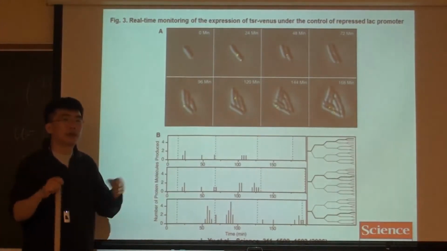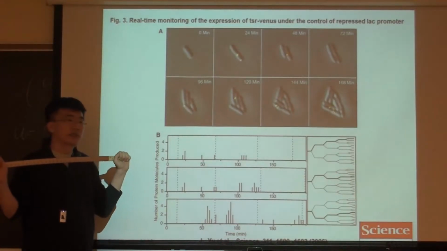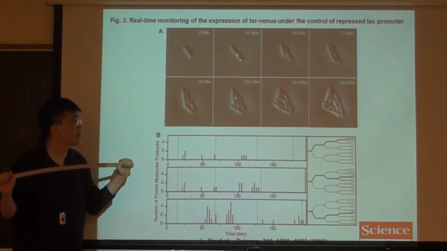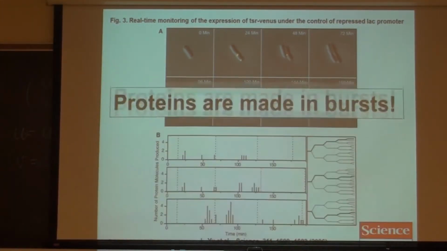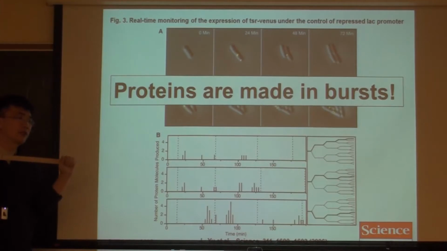And you can also do mathematical analysis to show that this is actually not just random events that appear to be clustered. They are really clustered. So what they were able to claim is that proteins are made in bursts. So this was the first real direct demonstration that proteins, when they are made, you don't make just one protein and turn off that protein expression. You can make several proteins in a burst.